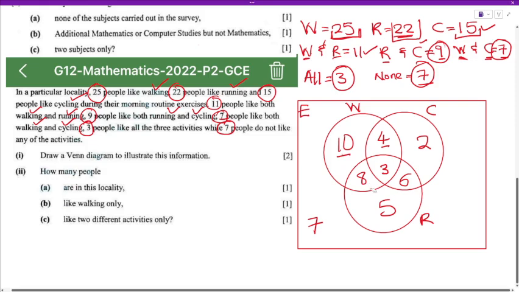So at this point we are ready to answer that question, where they're saying how many were at this school.